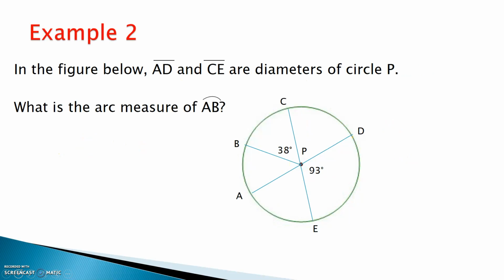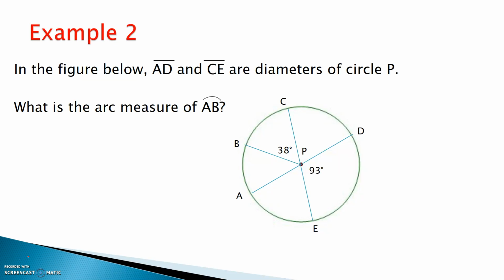Example 2. Take a second, copy it down, copy down the picture. All right, let's go. In the figure below, AD and CE are diameters. In other words, they go from the edges and cut the circle right through the exact center.